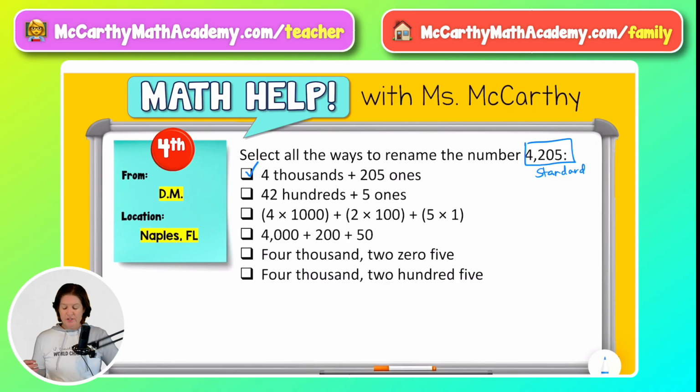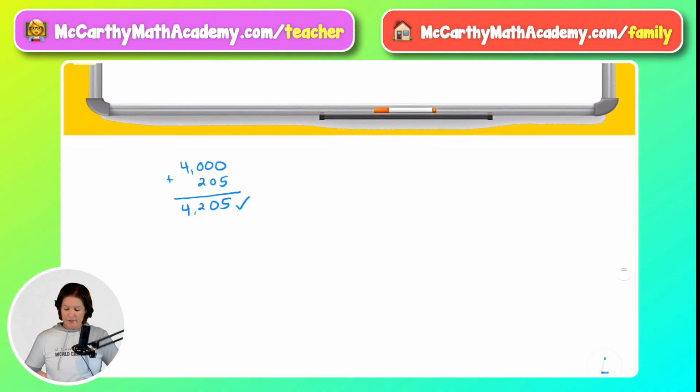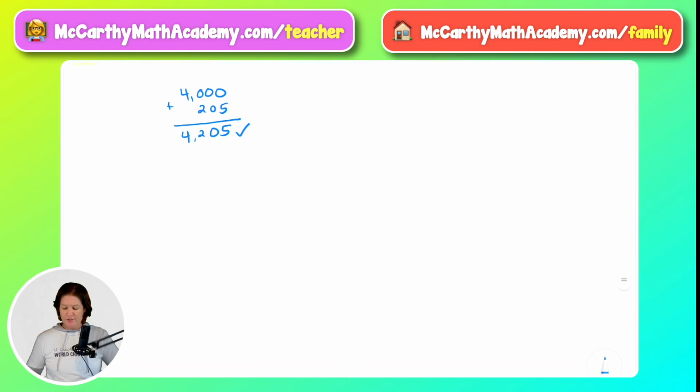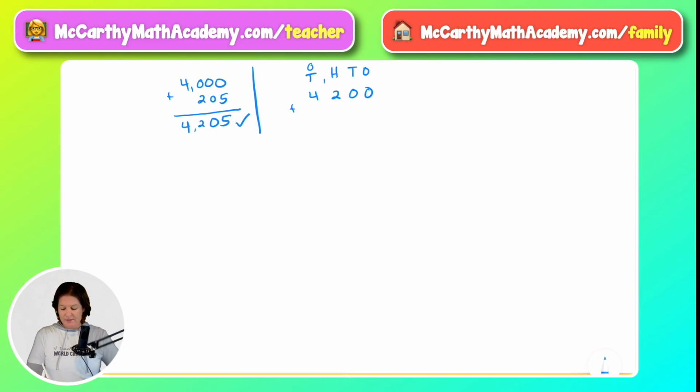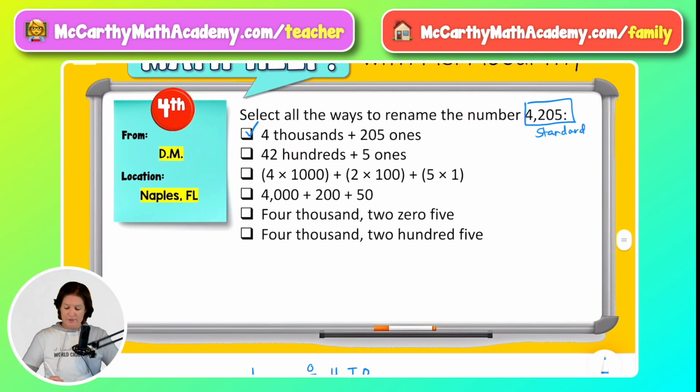The next one is 42 hundreds plus 5 ones. So you might be thinking, how do you write 42 hundreds? Well, let me put some place values. I've got ones, tens, hundreds, a comma splits the periods, 1,000s. 42 hundreds means the 2 needs to land in the hundreds place. That means our 4 is in the 1,000s place, and we've got zeros in the tens and the ones place. So that is 42 hundreds. Plus 5 ones, add those up, composing them, and again we get 4,205, so that is correct. We will select that one.